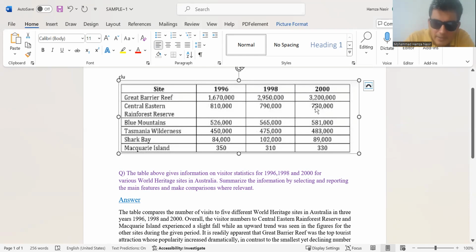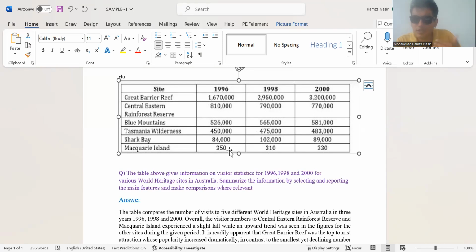And we also see a similar statistic for Macquarie Island, that is from 350 to 310 to 330. There's a bit of an oscillation, but if you look at the final figure in 2000, that is 330, which is marginally less than the initial figure in 1996, that was 350. So we see these two sites reporting a decline in the number of visitors with the passage of time.